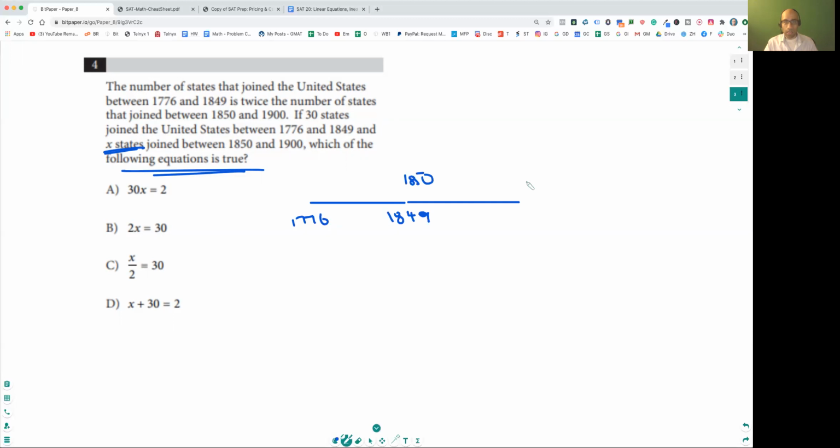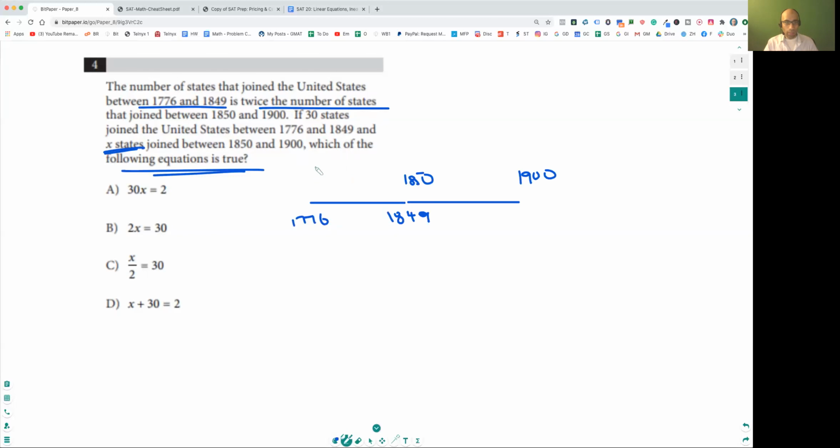Yes, looks like everybody got it. It's super easy, right? You're given that from here to here is twice the number of, so this one is twice this one, okay? And now you're also told, right?